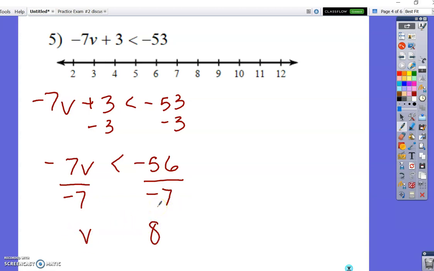Now, you'll notice I did not write the symbol down. And you may or may not remember having done this before.